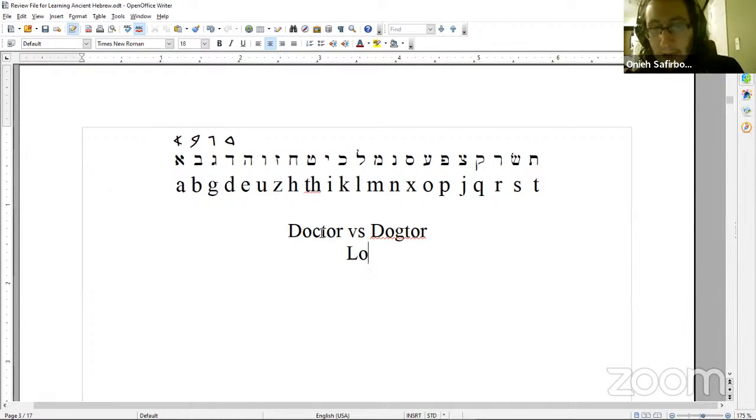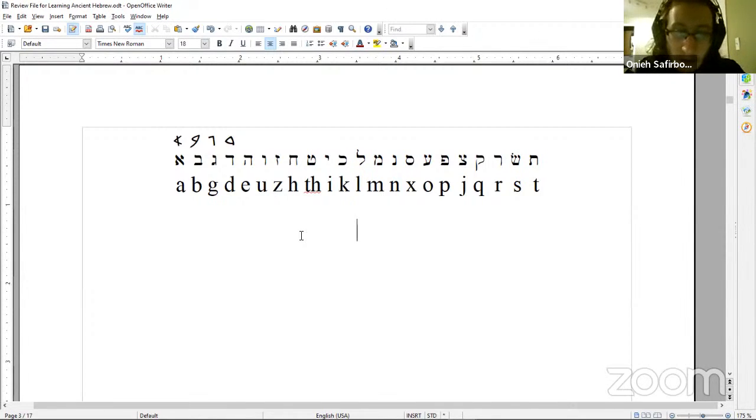And let's see, logs versus logs. So that's why the letter C actually comes from G, and that's why the third letter of Hebrew is G. And then the English letter G is just like a doublet. Because C changed its sound from a G to a K sound, they had to add the letter G to provide the G sound. And D, of course, the same as in English.